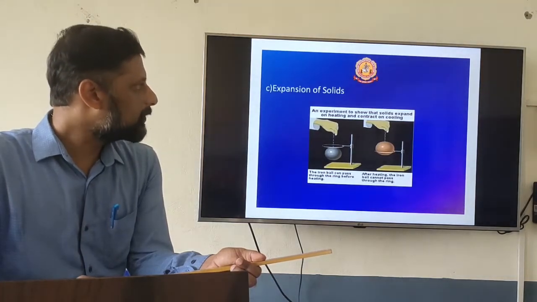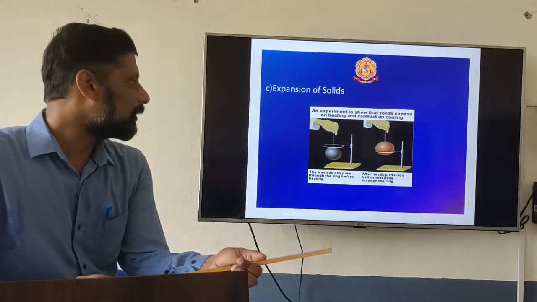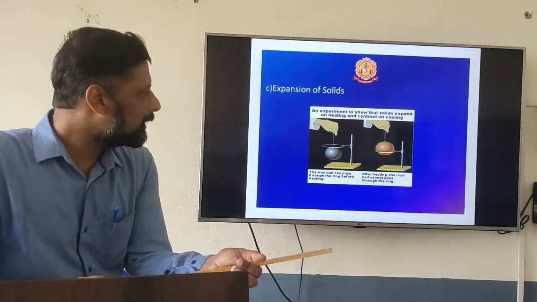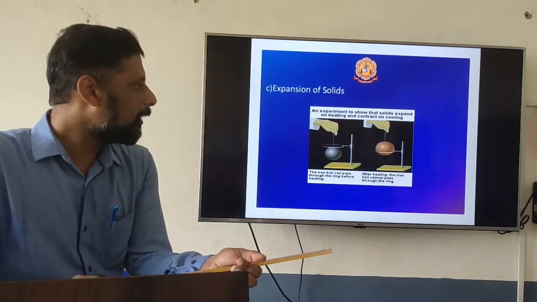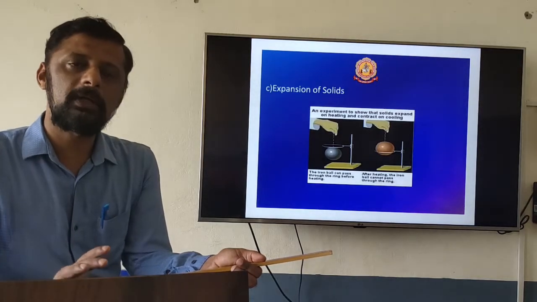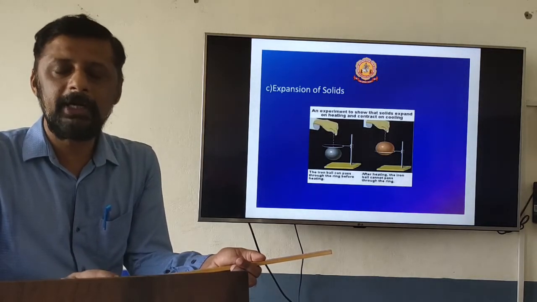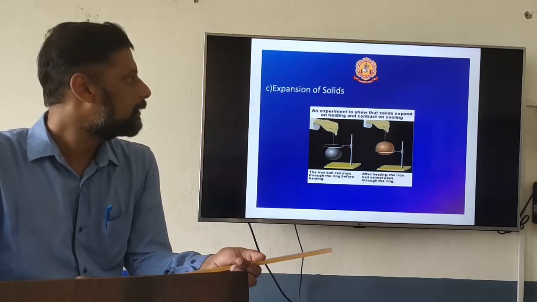Next, expansion of solids. There is an iron ball. Initially it can pass through the ring before heating. After heating, what will happen? It cannot pass through the ring. That means there is an expansion. Expansion in solid because of what? Heating.